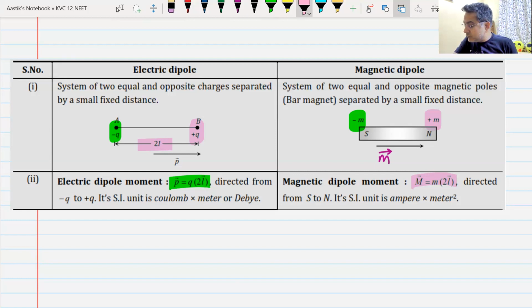Yes, sir. So you can note down this formulae in this form also so that you can remember it for both of them together. So basically here we are doing two things, two topics at the same time. We are doing the topic of electric dipole moment. We are also doing the topic of magnetic dipole moment. Shall we move ahead? Yes or no?